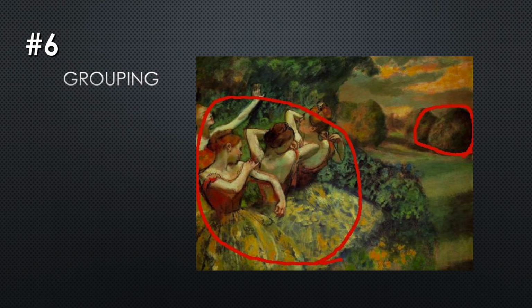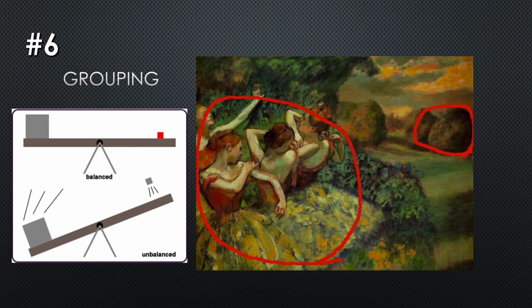Number 6 is grouping. This is all about balance in artwork. Whenever you have two big groups of something, you want to make sure they're visually balanced. What visually balanced means is that it doesn't have to literally be the same size, but you may use other elements of art or principles of design to make them visually balanced, like on a scale.